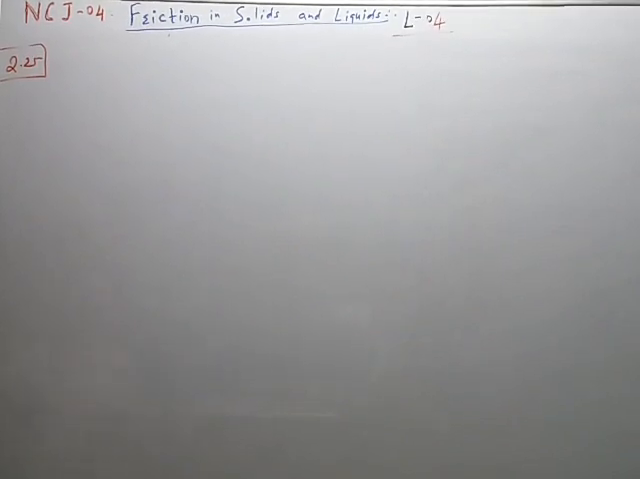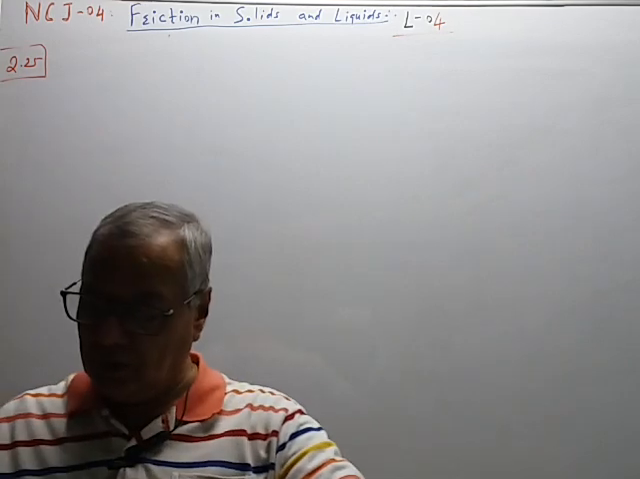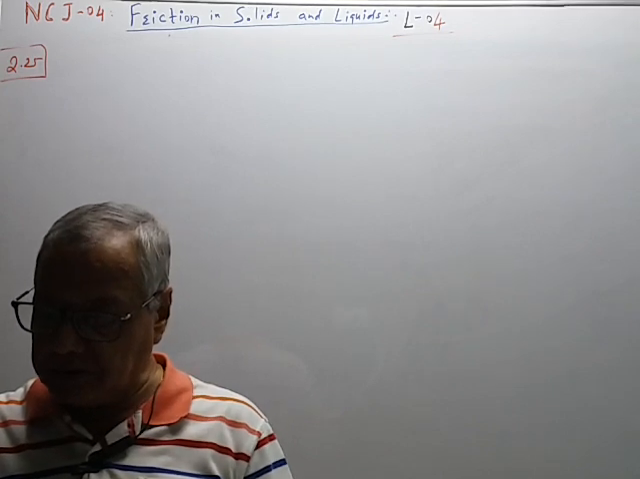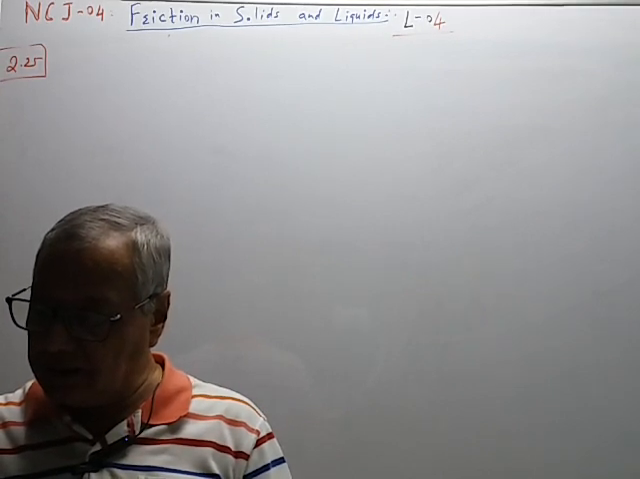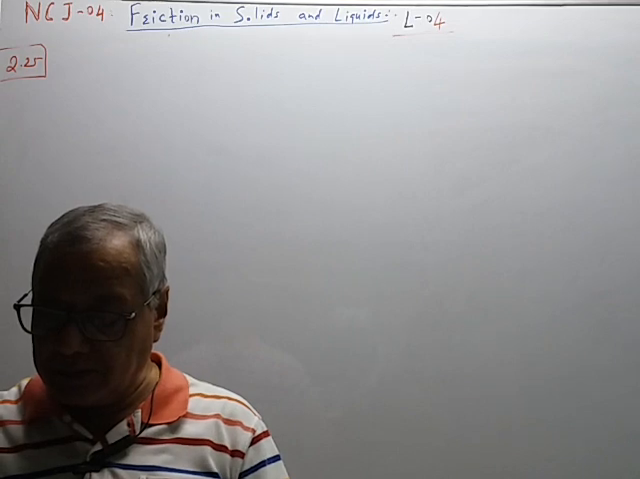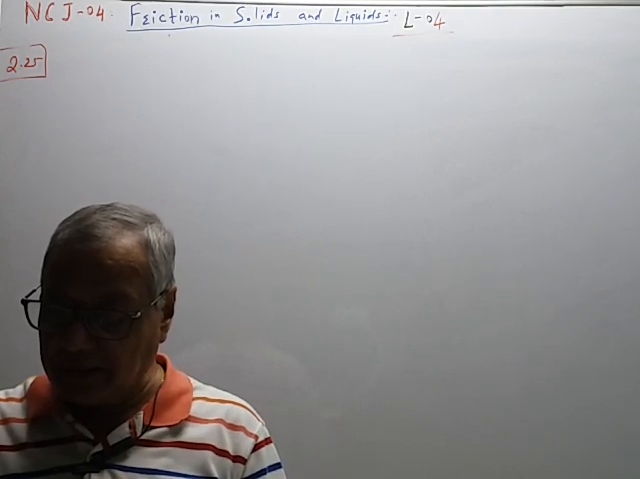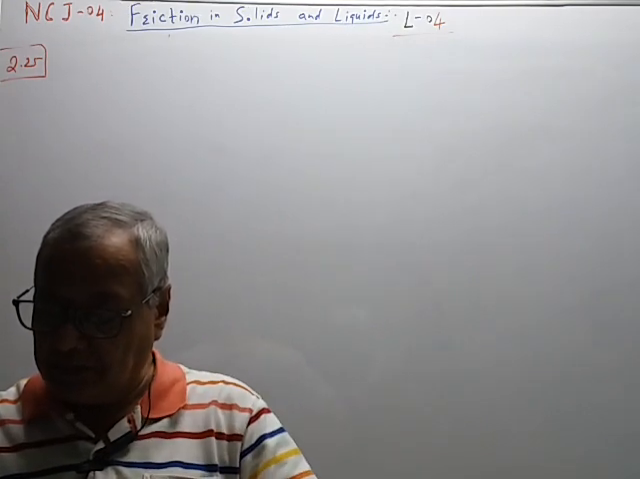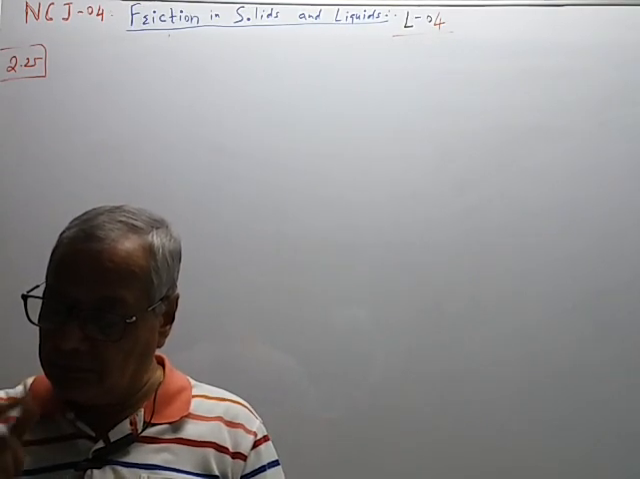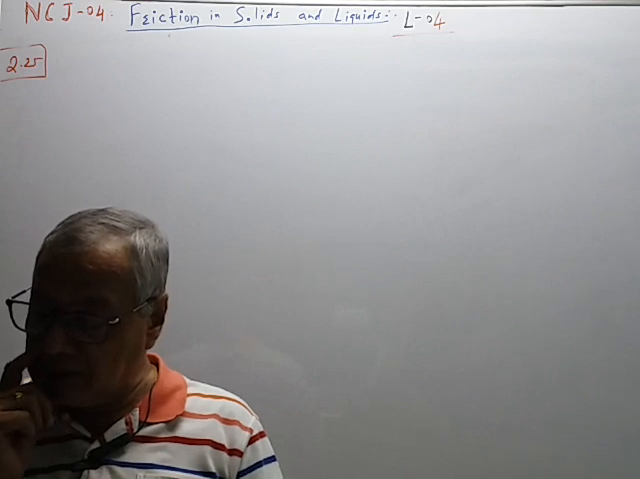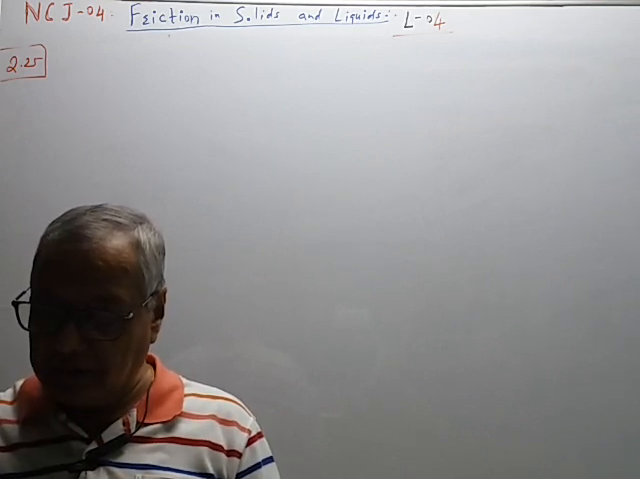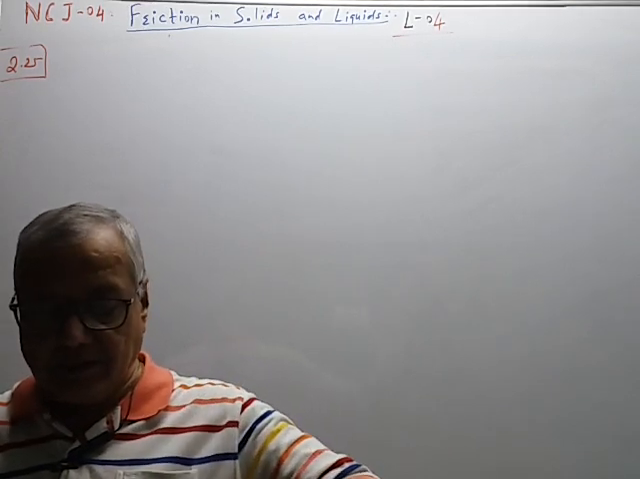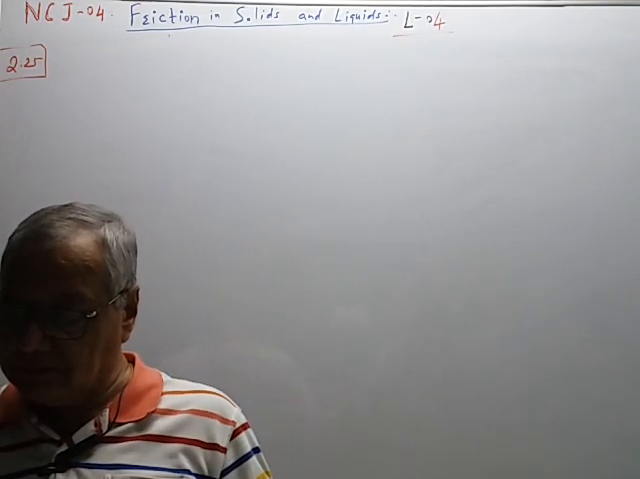Next, 25. During the blood transfusion of a patient, the needle is inserted in a vein. The gauge pressure at the vein is 2000 Pascal. At what height must the blood bottle be placed so that the blood may just enter the vein? The density of the blood is given like this.